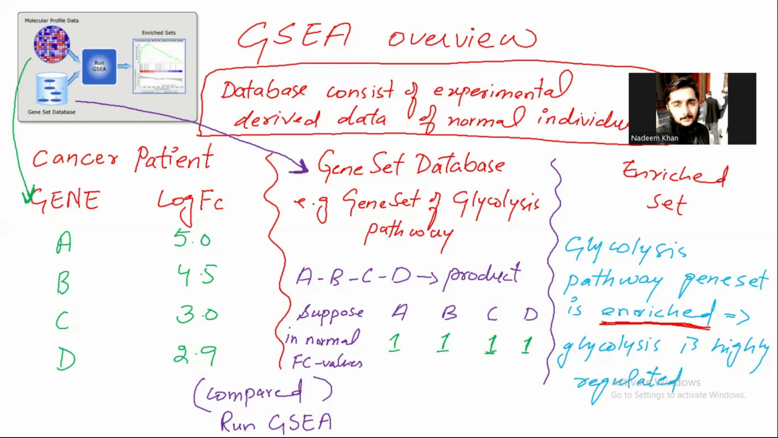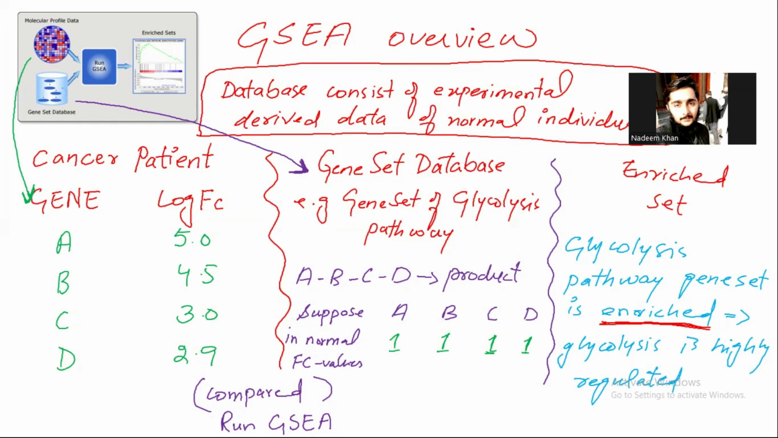Now, when we input our data, it is compared with all the gene sets present in that database. It could be different pathways or other biological processes. For example, our database consists of a glycolysis pathway gene set. Our input file is compared with it, and suppose all the genes present in our input file are also present in the glycolysis pathway. So it is compared and overlapped. One step is done. After that, the log FC values are also compared. As I told you, the expression values in the normal individual are 1, but here in the cancer patient, they are 5, 4.53, and 2.9. So it means that the ABCD genes are highly expressed.